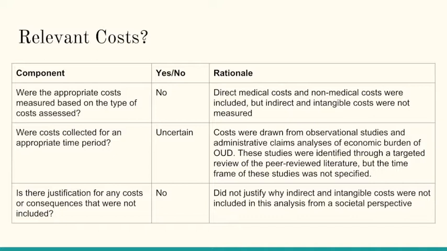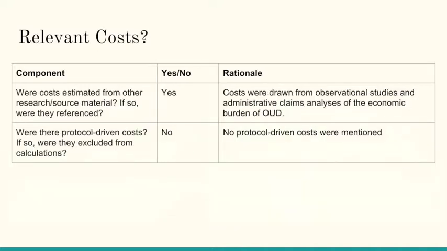Secondly, it is uncertain whether or not costs were collected for an appropriate time period. Even though the authors did mention that all costs were adjusted to 2016 USD, the time frame of these costs was not specified. The study also did not justify why indirect and intangible costs were not included in this analysis. Additionally, costs were drawn from observational studies and administrative claim analyses of the economic burden of opioid use disorders, and there were no protocol-driven costs mentioned in the analysis.